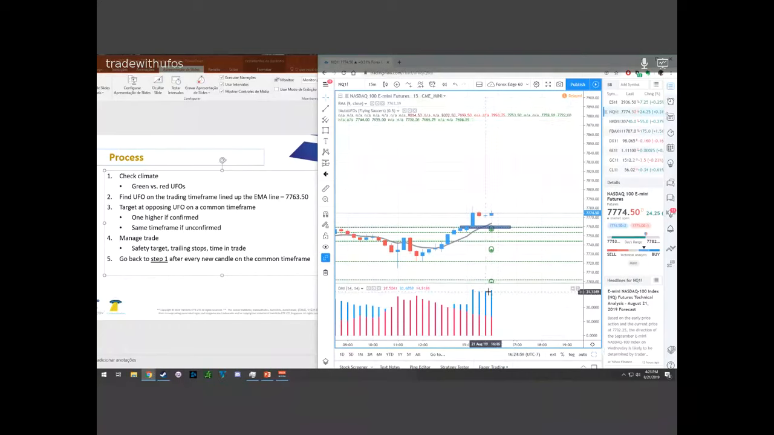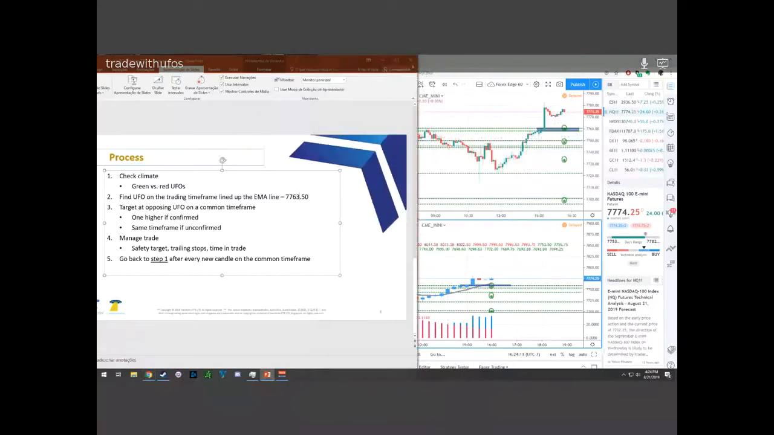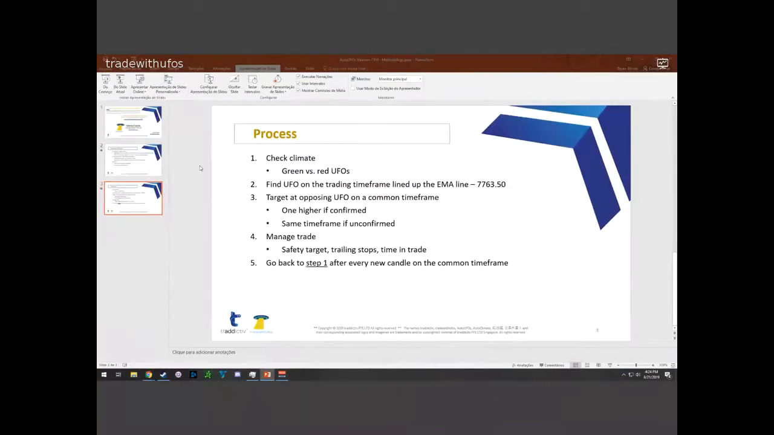And we just keep trading mechanically and put the odds always in our favor by staying in line with the trend and putting our orders where we believe there's the highest concentration of UFOs, or unfilled orders. So that's our trading process.